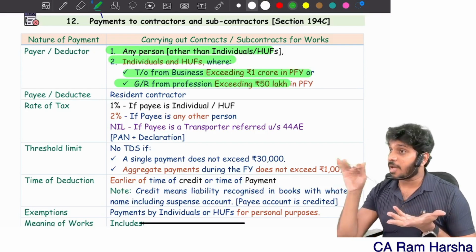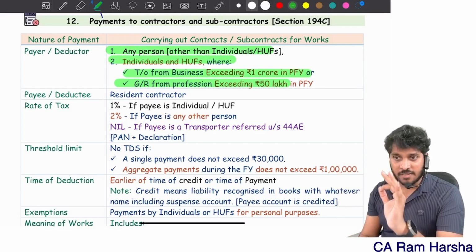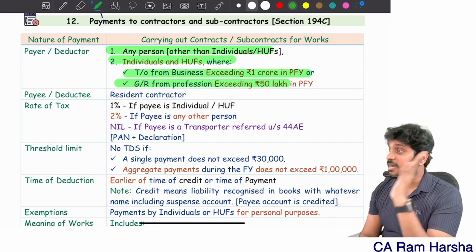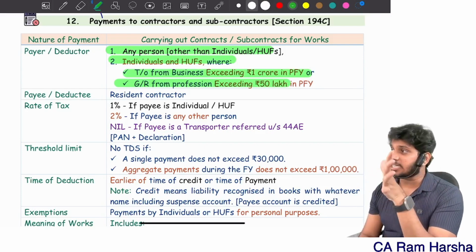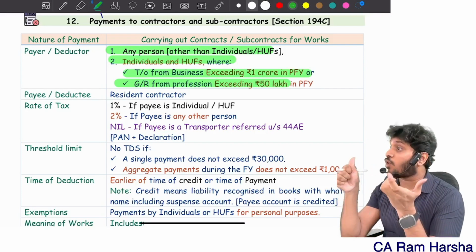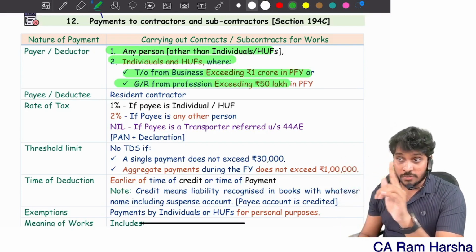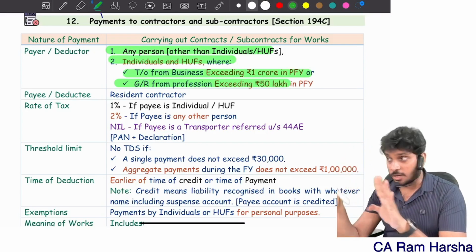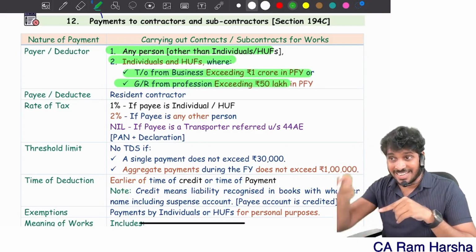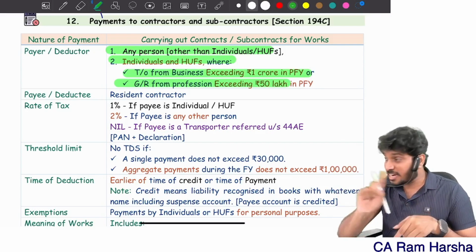What payment is covered under 194C? Under 194C, contract payment is covered. Payment to contractors is covered. I am paying the contractor for what? For carrying out work. Don't use the word works contract. Works contract is a legal term, that is different. I am paying for carrying out work, not works contract.